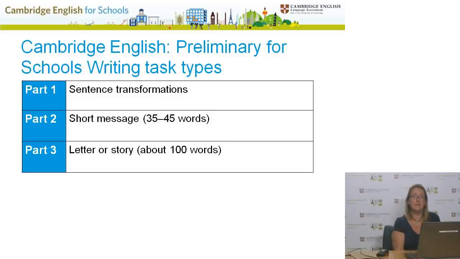In part 3, the final part of the paper, candidates have to choose between writing an informal letter or a short story, using around 100 words. This is worth 15 marks out of the total 25 for the writing section.